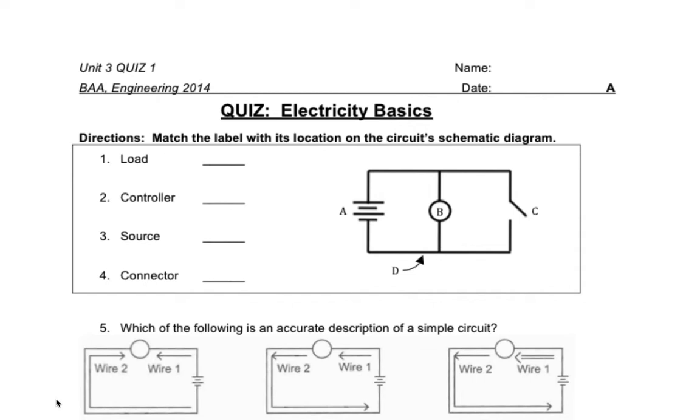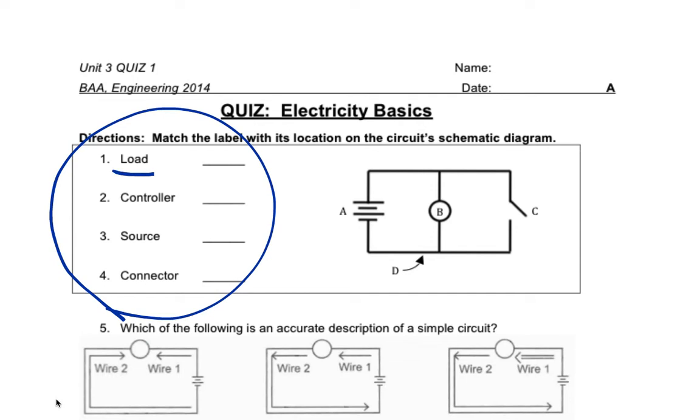Okay, so let's start off with basic vocabulary. These are 4 vocabulary words we need to know related to basic circuits. So a load, remember, is the thing in the circuit that requires the electricity to run. So in this case, that would be the light bulb. The controller is the thing that can turn the circuit on or off. So in this case, that is the switch right here. The switch turns the circuit on and off by closing and opening.